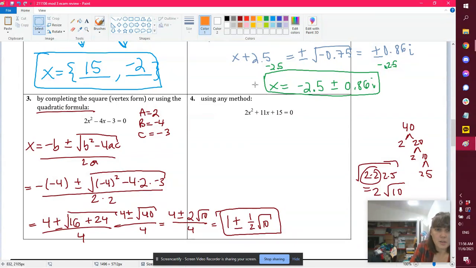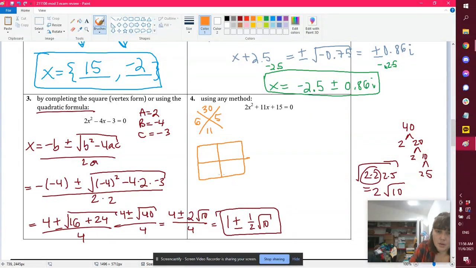Number 4, it says use any method. This is going to be one that's slightly harder to factor than maybe some other ones. So you can factor, but you can also use the quadratic formula, of course. When we factor this, we can use the Xbox method, where we multiply a and c. We try to add to 11. We get 6 and 5.